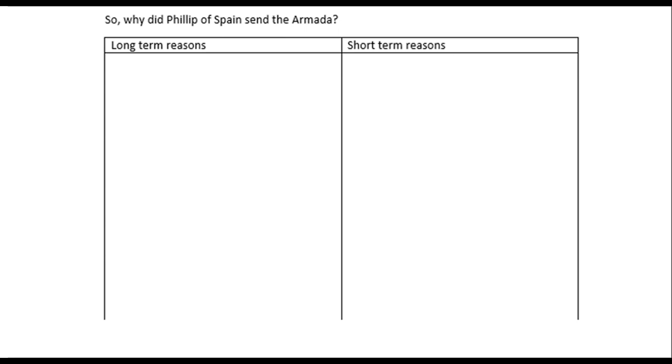However, I do think that's a secondary issue, because Philip had already made up his mind to send an armada long before Elizabeth executed her cousin Mary, Queen of Scots. So we're now going to move on to a question, which is, why did the Spanish Armada fail? Sorry to spoil the ending and ruin the suspense, but the Spanish Armada does fail.